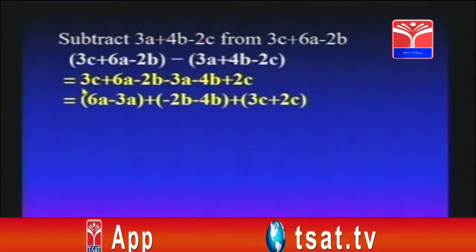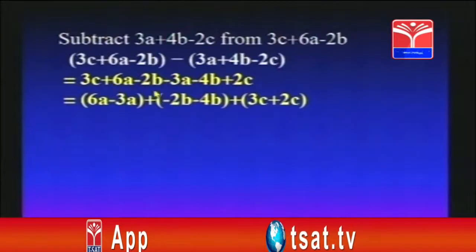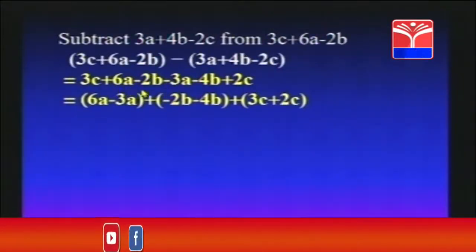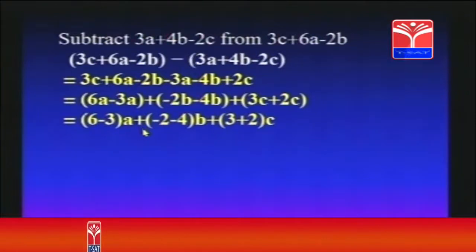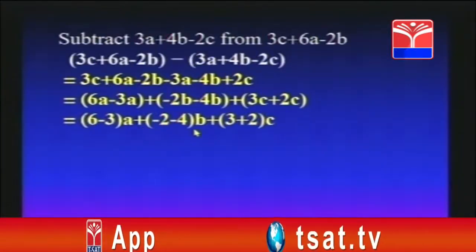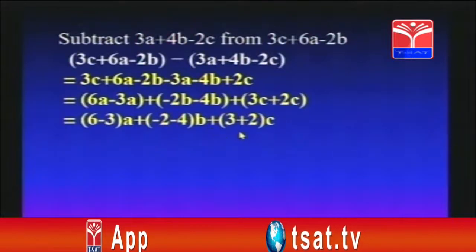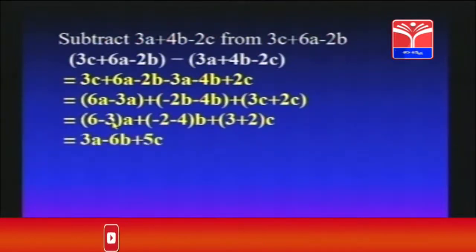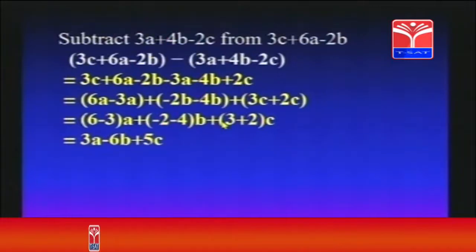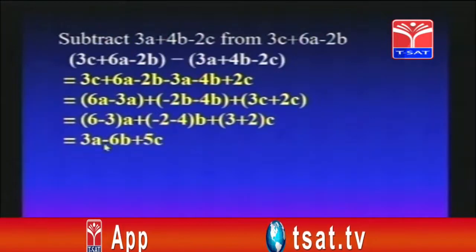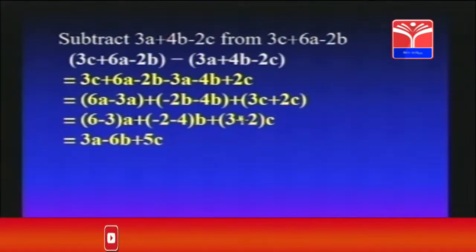So like terms are here, as you notice, 6a and minus 3a, minus 2b and minus 4b, and 3c plus 2c. So 6 minus 3 times of a, plus minus 2 minus 4 times of b, plus 3 plus 2 times of c. 6 minus 3 is 3, that is 3a, minus 2 minus 4 is minus 6, that is minus 6b, 3 plus 2 is 5, so it is plus 5c. So the final answer is 3a minus 6b plus 5c.